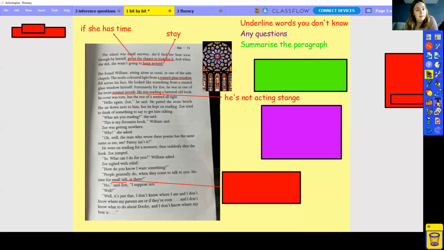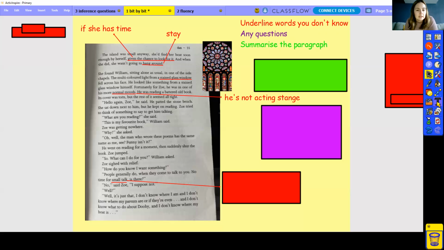Zoe was getting nowhere. "Why?" she asked. "Oh, well, the man who wrote these poems has the same name as me. Funny, isn't it?" He went on reading for a moment and then suddenly shut the book. Zoe jumped. "So, what can I do for you?" William asked. Zoe sighed with relief.